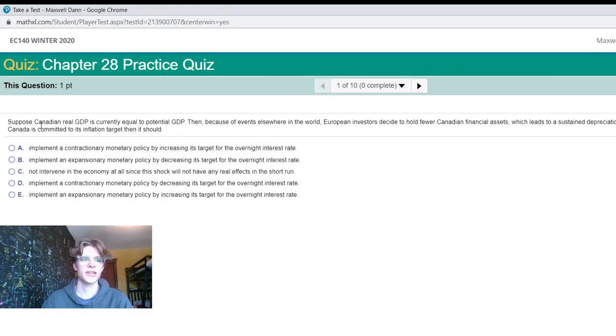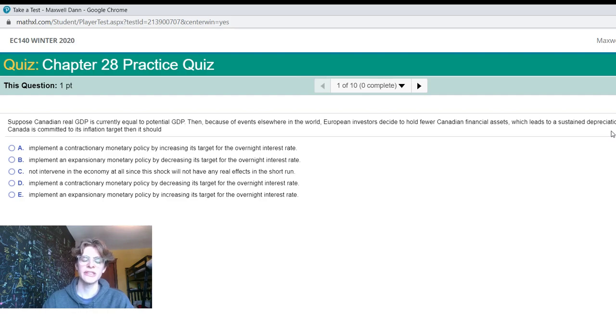Suppose Canadian real GDP is currently equal to potential GDP. Then, because of events elsewhere in the world, European investors decide to hold fewer Canadian financial assets, which leads to a sustained depreciation of the Canadian dollar. If the Bank of Canada is committed to its inflation targeting, then it should... So we had a depreciation of the Canadian dollar.